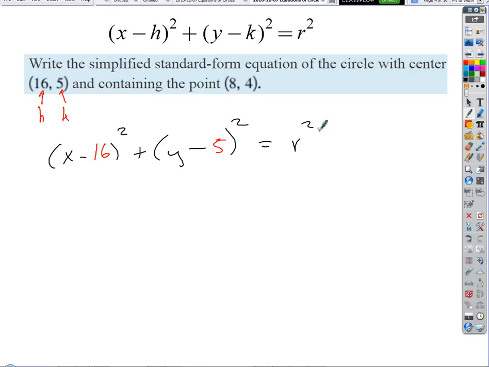Put 8 and 4 for the x and y. Okay, yeah, I could. I could plug in the values of 8 and 4 because I know they're going to work. I was told here that the circle contains this point. So those are values of x and y that have to satisfy my equation. They have to make it work. You've done stuff like this before. Let me remind you where you did stuff like this before.